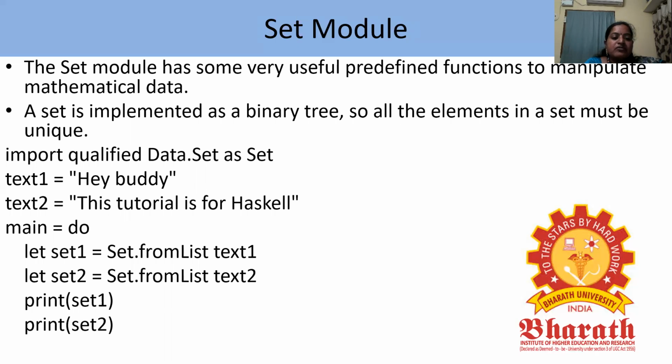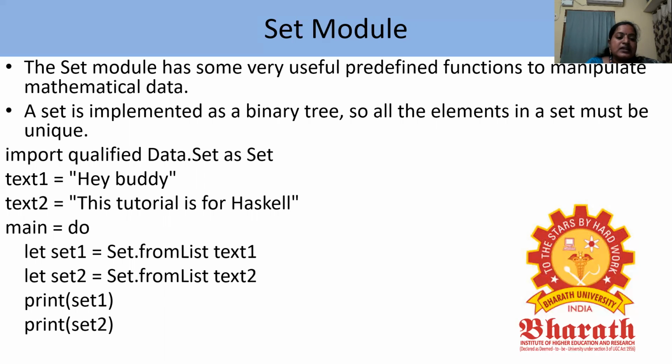So import qualified Data.Set as Set. This is the file you are going to import in your program. And then text1 equals "hey buddy", and then text2 equals "this tutorial is for Haskell". Main equals do, let set1 equal Set.fromList text1, and then let set2 equal Set.fromList text2. Okay, and then print set1, print set2.